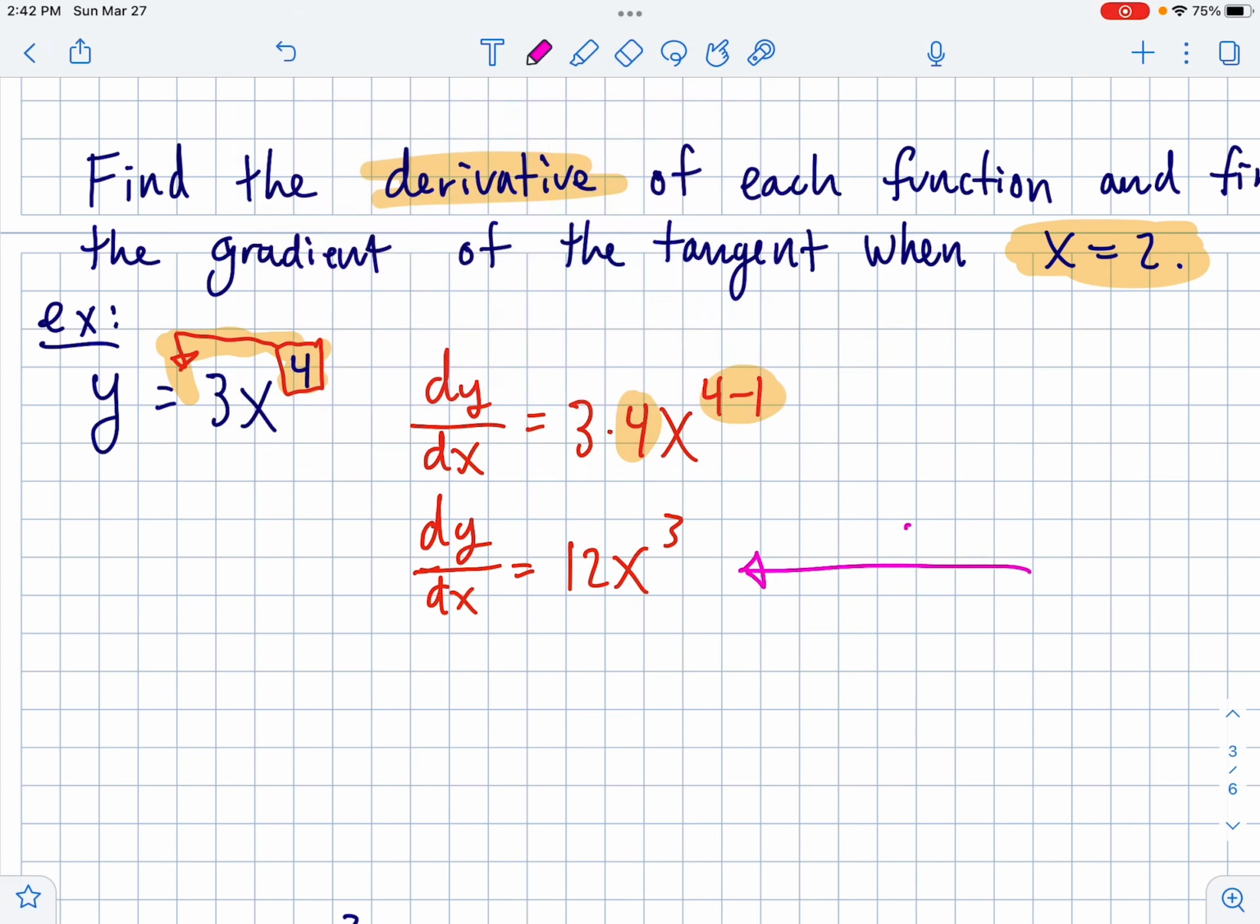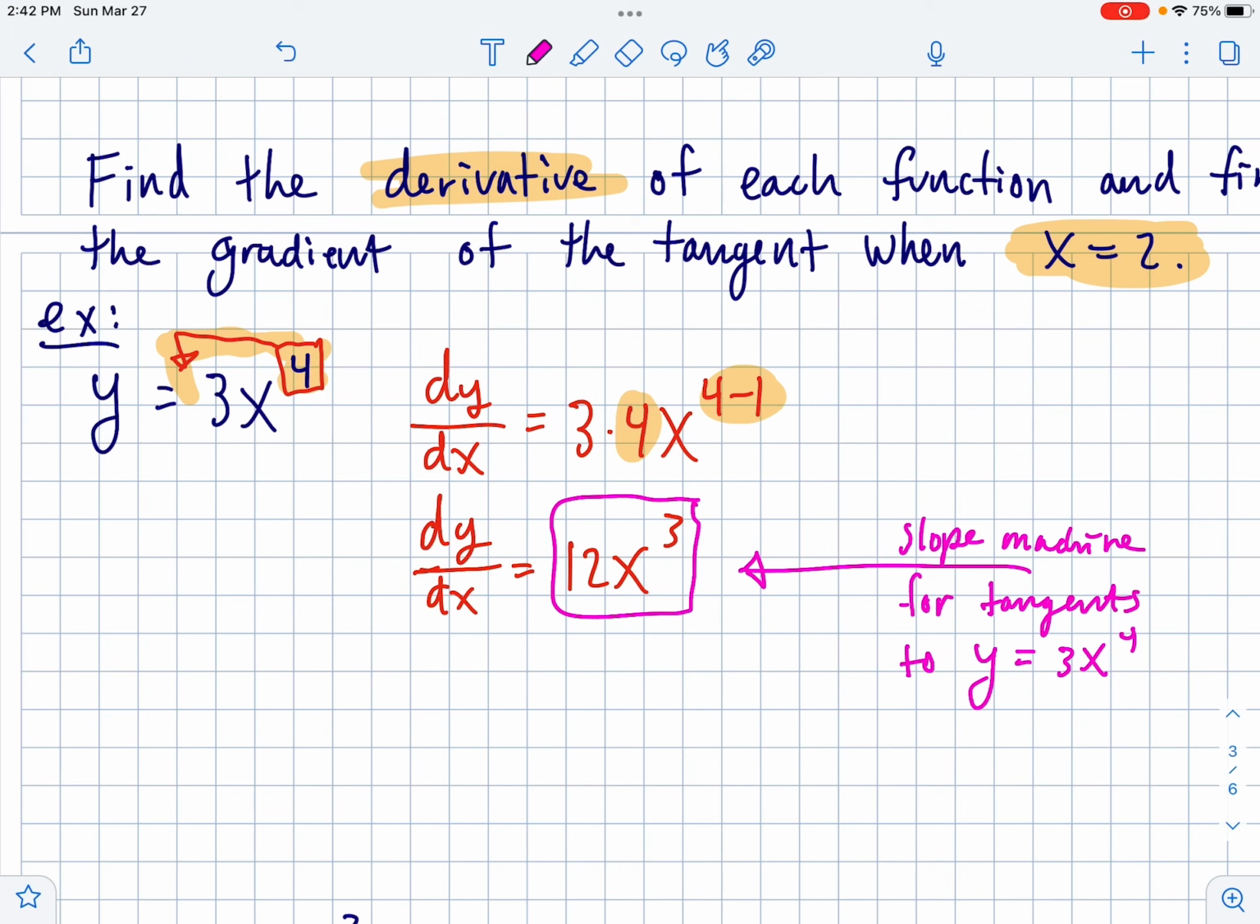Now, what did we just find? This is the slope machine for tangents to y equals 3x to the 4th. So y equals 3x to the 4th was the starting function. This is the slope machine of the tangents to that curve, y equals 3x to the 4th.